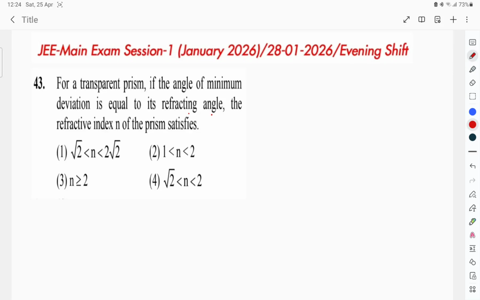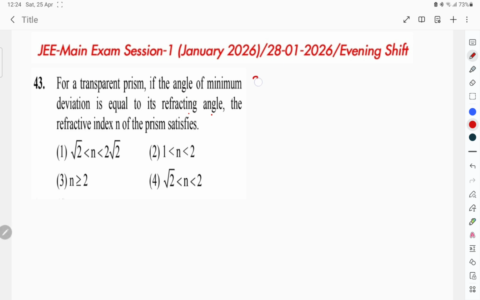Let's see this question. For a transparent prism, if the angle of minimum deviation is equal to the refracting angle, the refractive index n of the prism satisfies. So here it is asking which option is the correct one. And this question is in JEE Mains, January 2026.